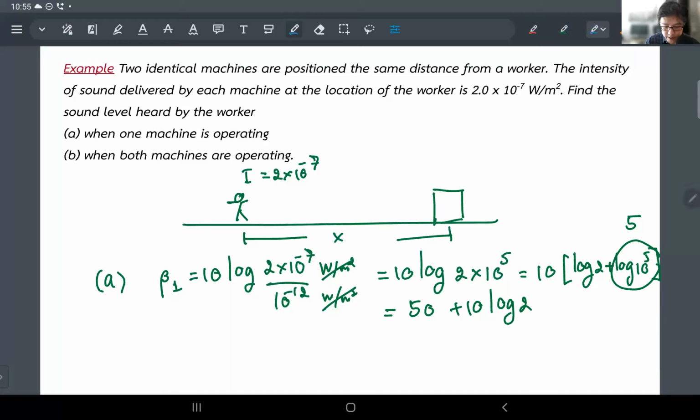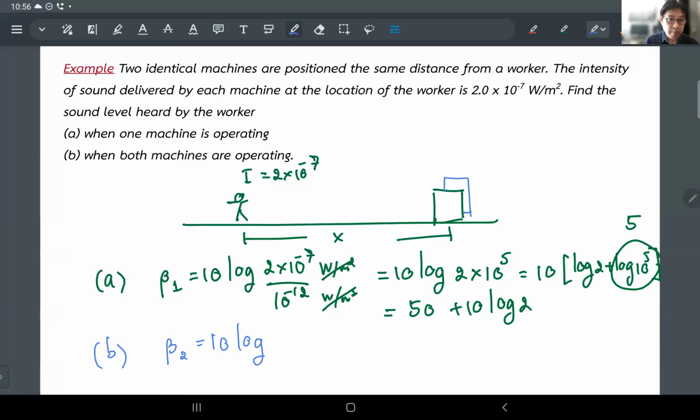I want to do part B. Part B, they say they just double this machine. So you have 2 machines running at the same time. So the new level is going to be 10 log. Now you only double the intensity.